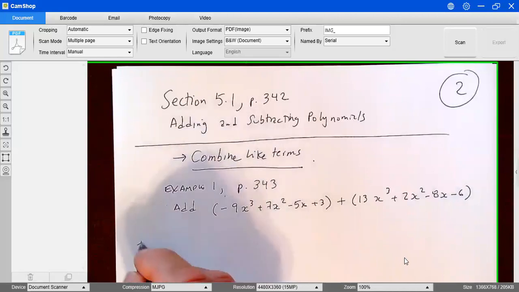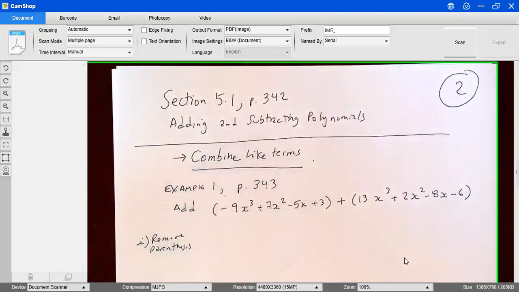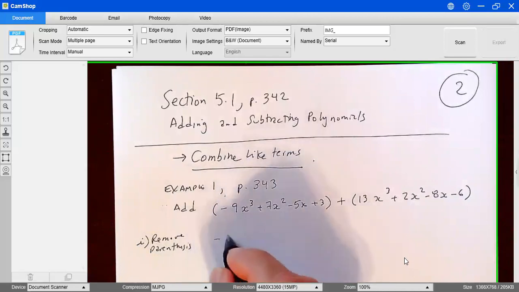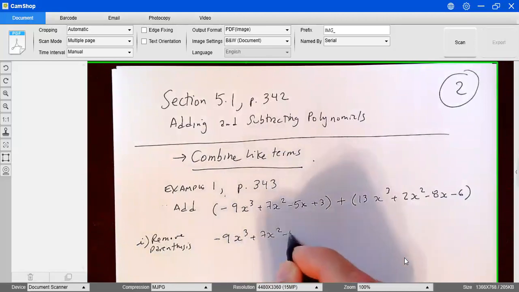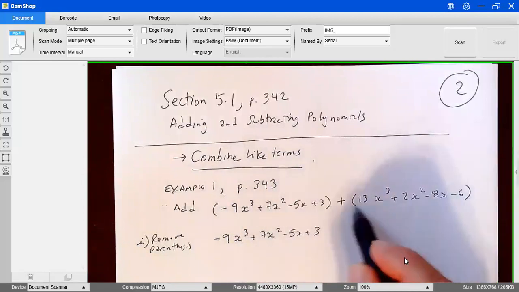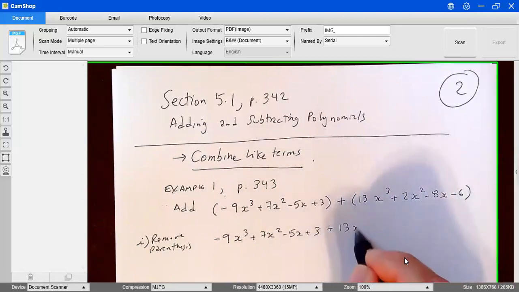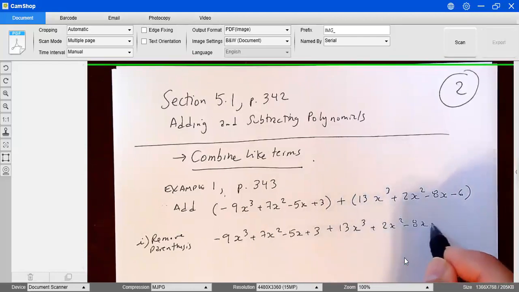So our first step, we're going to remove parentheses. We're going to apply the distributive property if needed. Here, since the sign in front of the first parenthesis is a positive sign, we just remove the parentheses in this way. And then the same thing here, the sign is positive. We just write the different terms in this way.